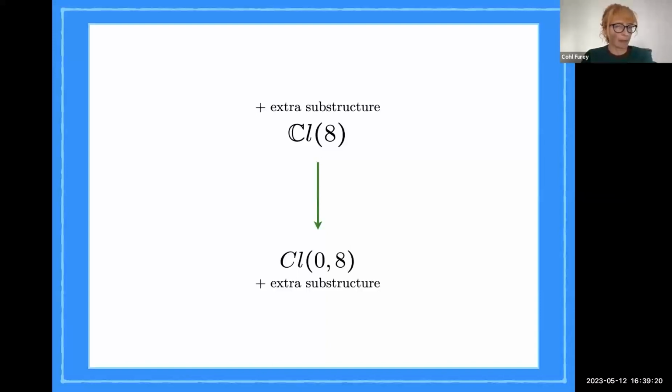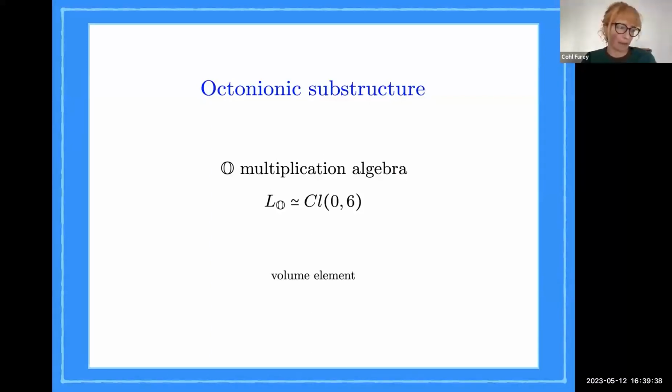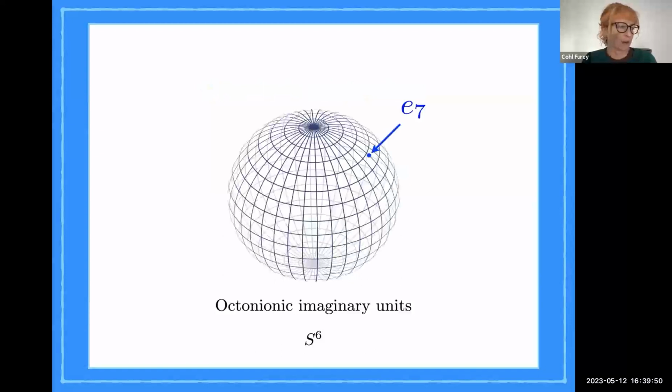So in our first step, we're going to bring to light some important substructure that comes about from the octonions. As many people here will know, the left multiplication algebra of the octonions is given by CL06. And furthermore, you may know that it is possible to describe the volume element of this Clifford algebra as a single octonionic imaginary unit. So for concreteness, we're going to call this imaginary unit E7. But of course, there's an entire sixth sphere of candidates that we could choose for this imaginary unit. So this octonionic substructure is going to single out for us a volume element expressed in terms of an octonionic imaginary unit.